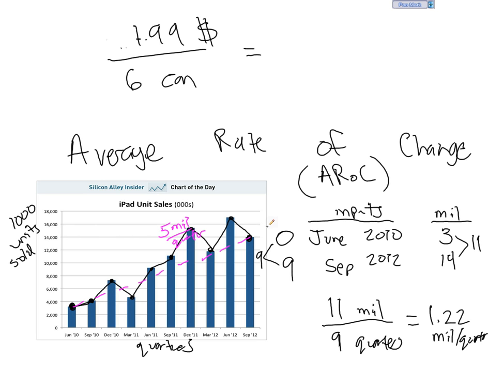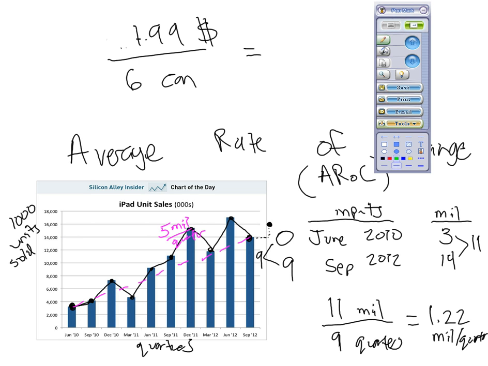But then why do we use it if it's not a perfect world? If nothing else, it allows us to describe the overall trend across that entire period. And to some extent, it probably allows us to somewhat predict what happens next. So maybe we can assume that based on that two-year plus average, over the next quarter we would expect about the same increase. And we could say it's going to go from about 14 million to about 15.22 million. So I guess I went up a little too far there.